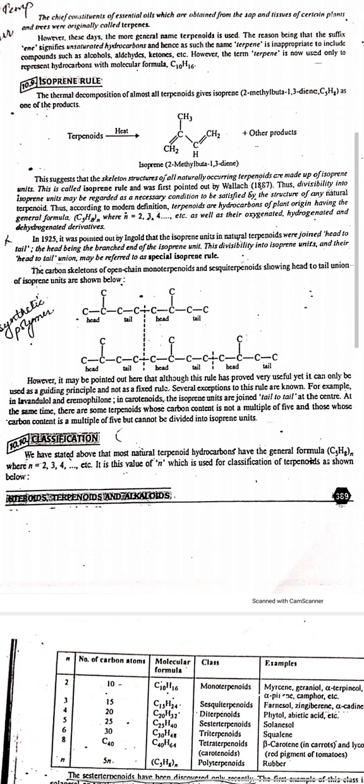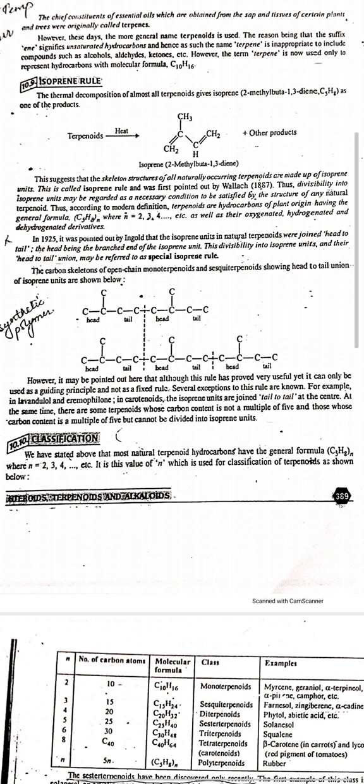10.9 Isoprene rule. The thermal decomposition of all terpenoids gives isoprene as one of the products. Terpenoids on heating give isoprene plus other products. This suggests that the skeletal structure of all naturally occurring terpenoids is made up of isoprene units. This is called the isoprene rule and was first pointed out by Wallach in 1887.